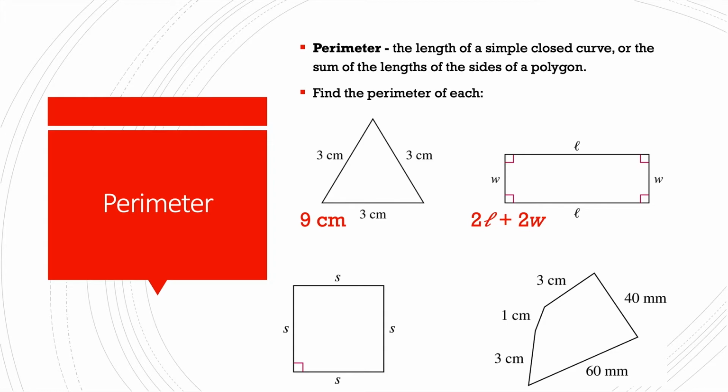And that's as far as I can go with that one because I don't know what the values of L and W are. Same thing with the bottom one. Yes, we could have S plus S plus S plus S, but that would just be a total of 4S. And then the last one, adding up all of the sides.